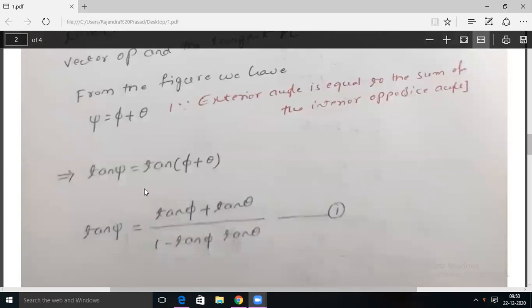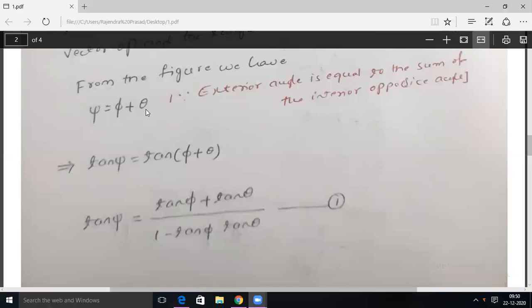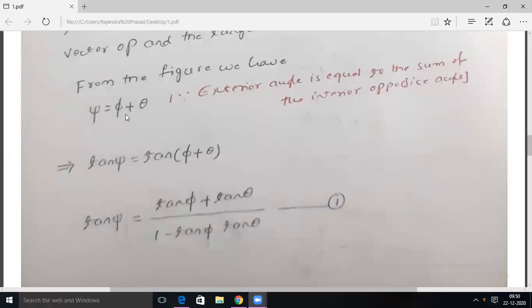So next, after psi is equal to phi plus theta, we shall take tan on both sides. Tan psi is equal to tan of phi plus theta. So we take tan on both sides.